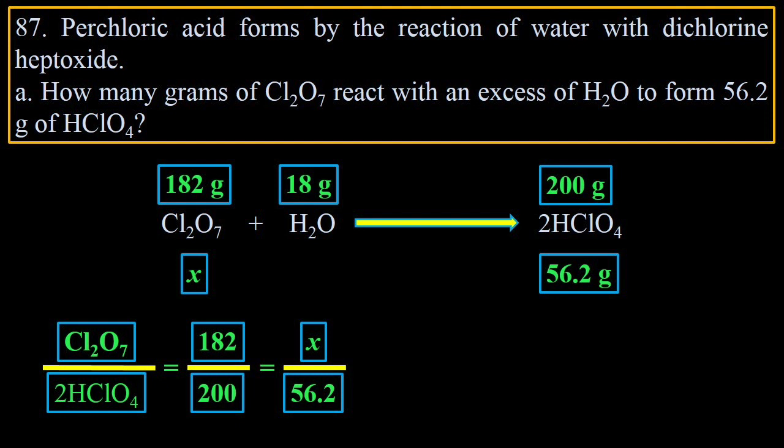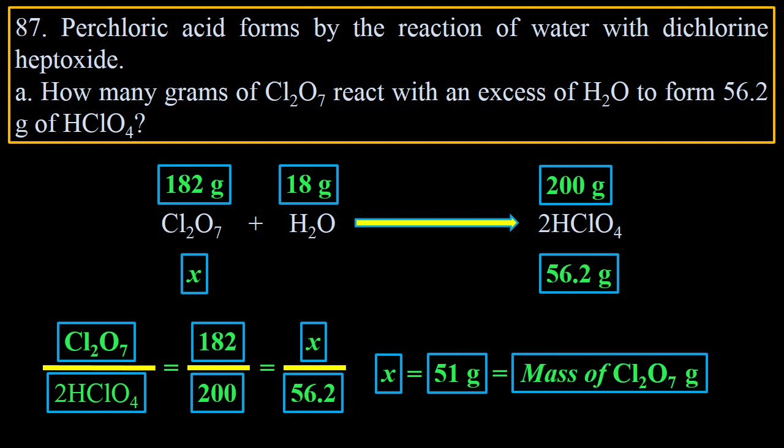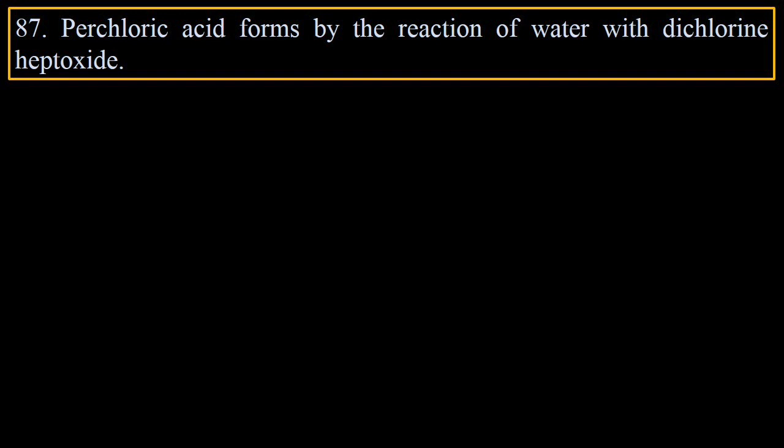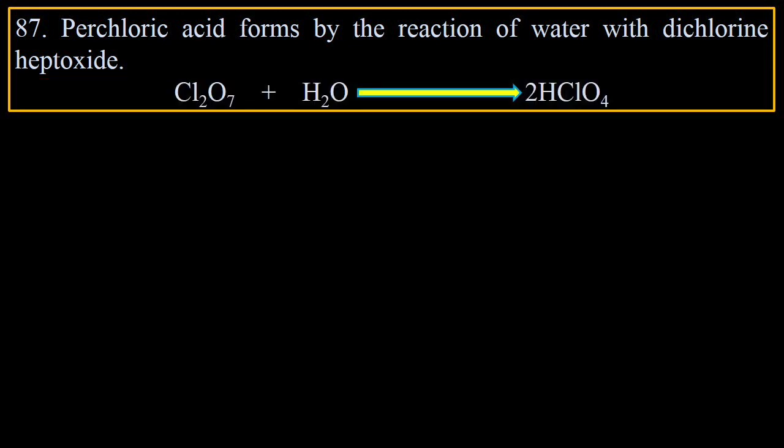I did do the problem and it looks about right. Just over. It'll be between 50 and 56, 51 grams. And that's going to be the mass of dichlorine heptoxide, Cl2O7. Perchloric acid forms by the reaction of water and dichlorine heptoxide. We just did that, but there's going to be a part B to this.